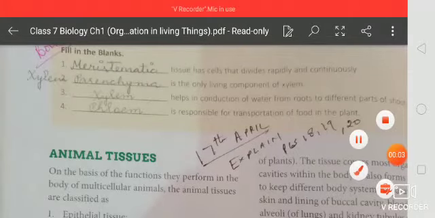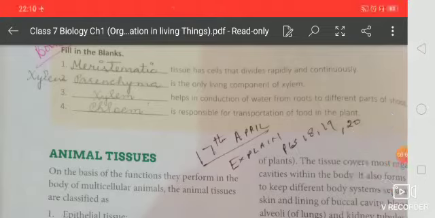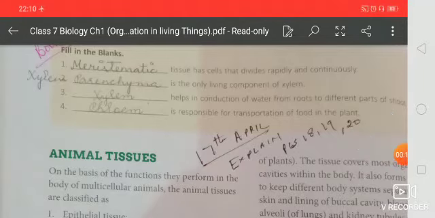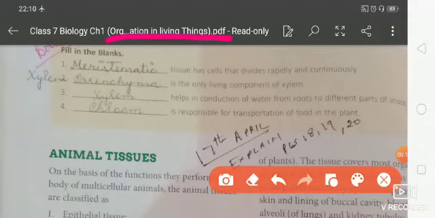Welcome to the class. Students, today we will discuss the explanation of levels of organization in living things. It is chapter number one of class 7th biology. The first one is fill in the blanks.